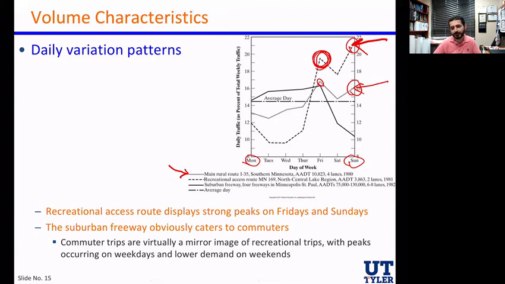That's actually the opposite if we look into the suburban freeway, which is the continuous line right here. The suburban freeway obviously caters to commuters, and commuter trips are virtually the mirror image of the recreational trips, with peaks occurring during weekdays, and the demand is going to be very low during weekends.